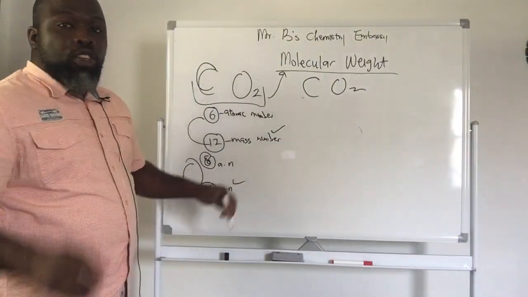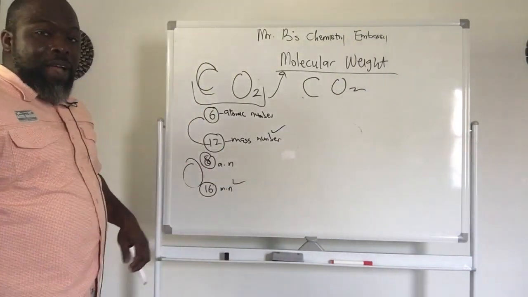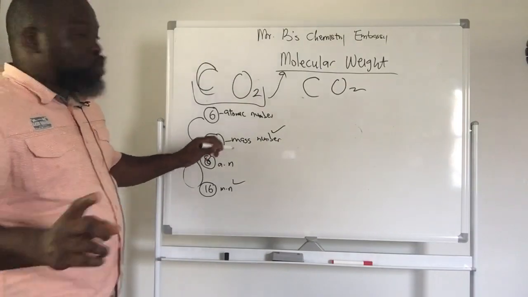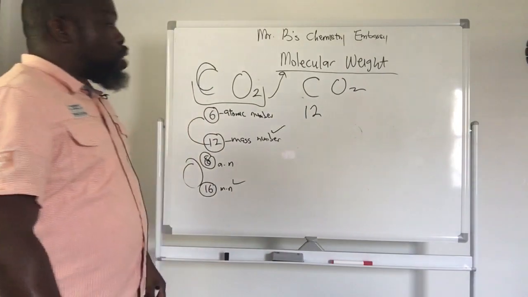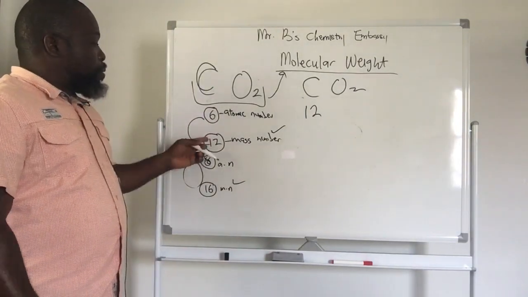So we take the mass number of carbon. What is the mass number of carbon here? We say that the mass number is 12. So 12 is our mass number of carbon.